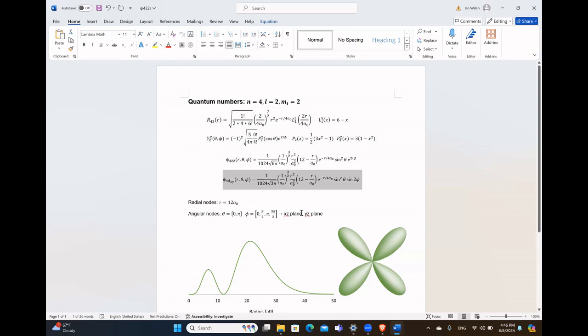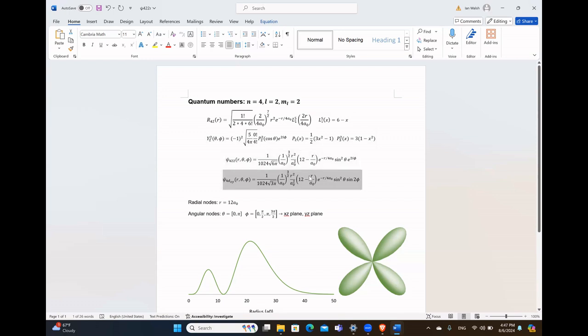How do we do the rest of the problem here? The next thing we're going to want to do is to determine the nodes. Now, the nodes are quite simply where the orbital equals 0. And the best way to go about this is to treat all of these things as separate functions. So there will be times where r makes it 0, and there will be times where the angle makes it 0, and those are radial nodes and angular nodes.